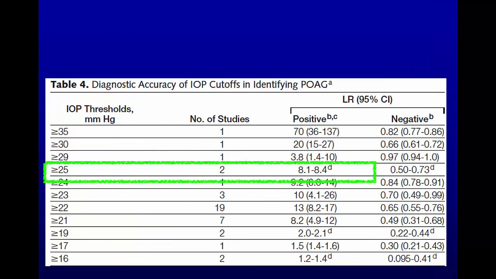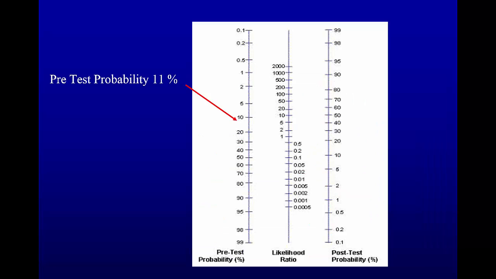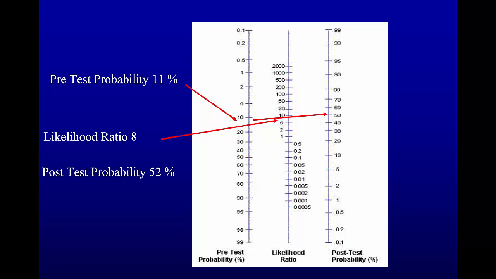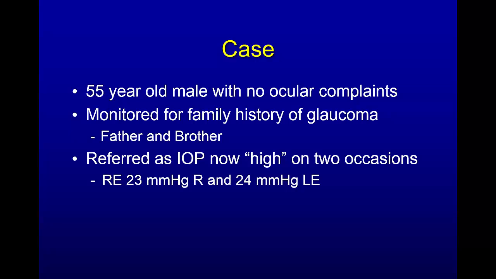And a pressure of more than 25 has a likelihood ratio of about 8. So you start with the pretest probability of 11%, your likelihood ratio is 8. By the time you take the pressure, you should be about 50% sure this patient has glaucoma. That is how you develop the post-test probabilities. Before you do any further testing on him, this is what your pretest probability is.